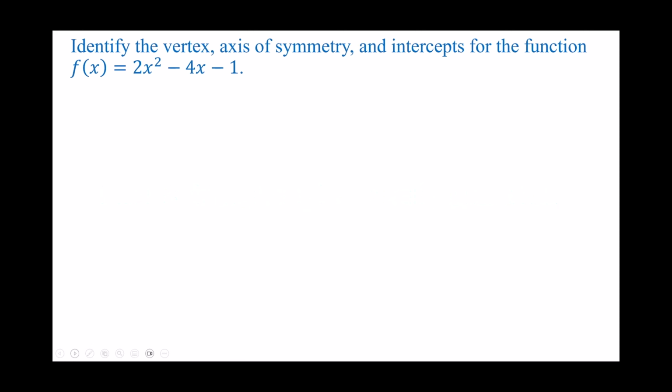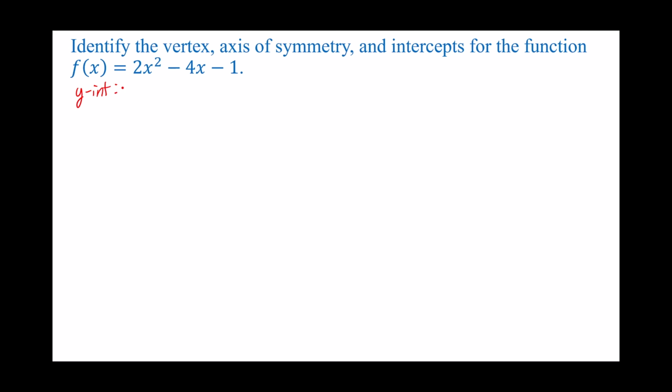Part 5, Graphing Quadratic Functions. Identify the vertex, axis of symmetry, and intercepts for the function f of x equals 2x squared minus 4x minus 1. Let's start with the y-intercept because that's usually the easiest.